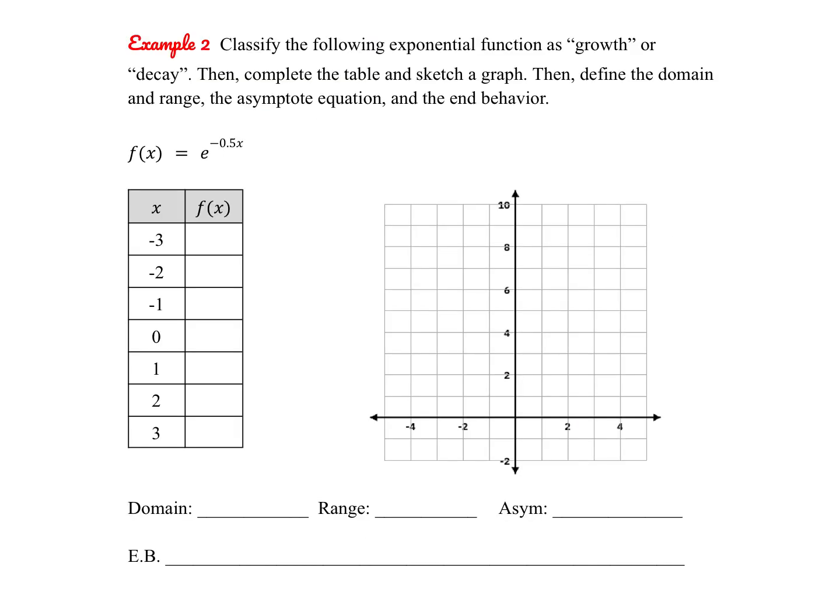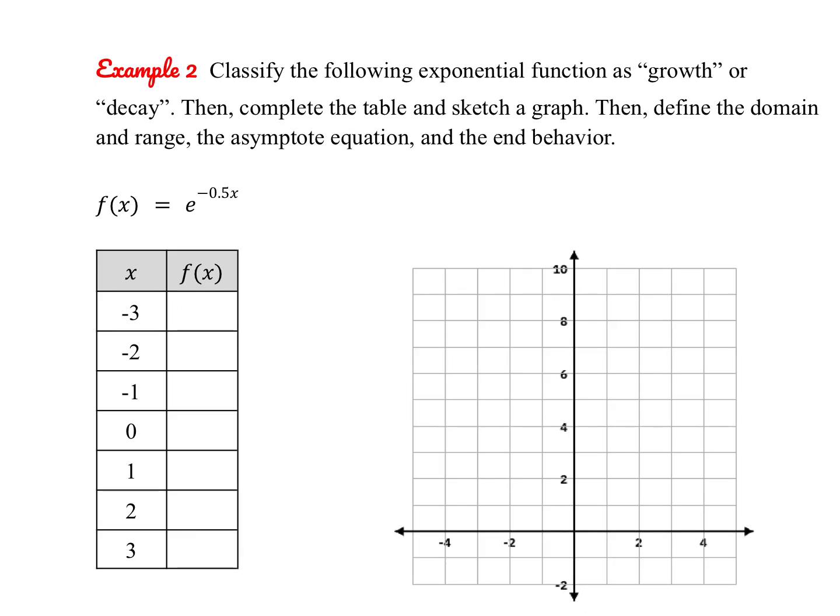All right, so let's give this one a try. So here we have e to the power of negative 0.5x. So here, since we have that negative r value, we know that this is going to represent exponential decay.